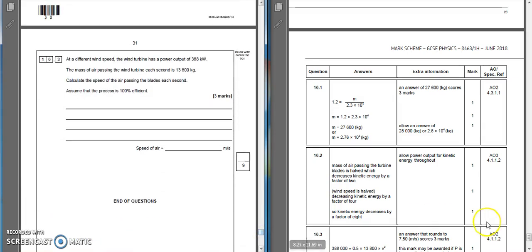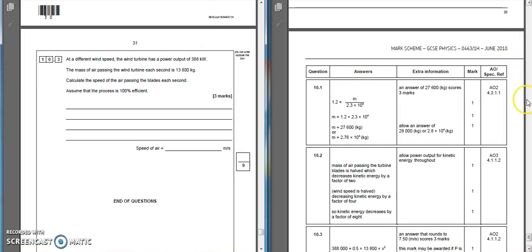For 10.3, we're calculating the speed of air passing the blades each second. We're given the power of it, and we're given the mass of it. Okay, so the kinetic energy is a half times m times v squared. You might be asking, where's the energy? Well, it says we've got 388 kilowatts. That is 1,000 joules per second, and it wants to know how much is happening per second. So that number there, 388 kilowatts, is going to be 388,000 joules per second.